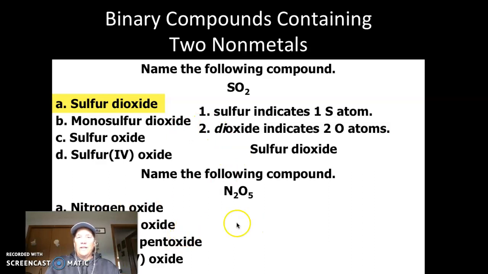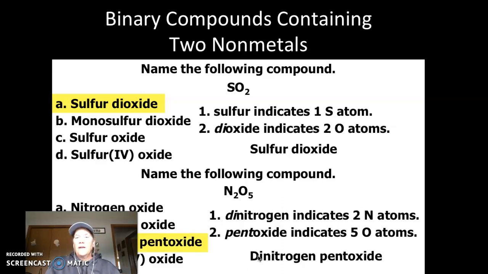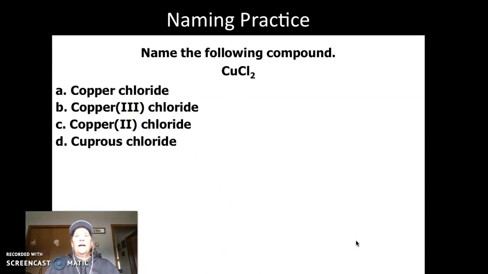N2O5, you can't see it over here, but N2O5 would be dinitrogen pentaoxide. And again, sorry, I'm in the way. I don't know which corner to go to, you guys, because I'm always in the way no matter what corner I go in. So sorry about that. Dinitrogen, 2 nitrogen, penta, 5 oxide. Now, it's 13 minutes, so we're going to practice a little.